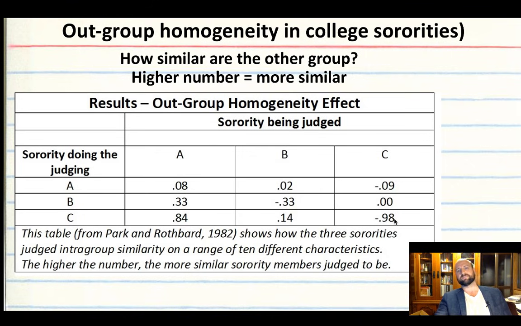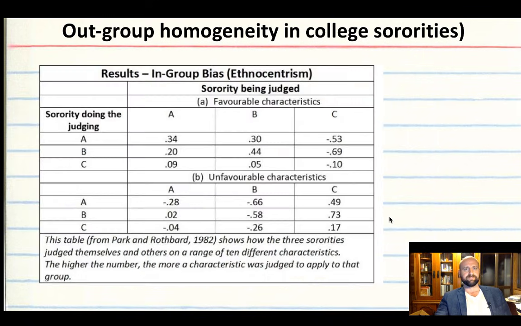We're so different. A is somewhat of an anomaly here. A judging A, yeah, we're in the middle. B, yeah, kind of similar. So there's not much variance with A. So I'd say 2 out of 3 of these groups are demonstrating the outgroup homogeneity effect. They're judging the other groups as being way more similar than they're judging themselves.